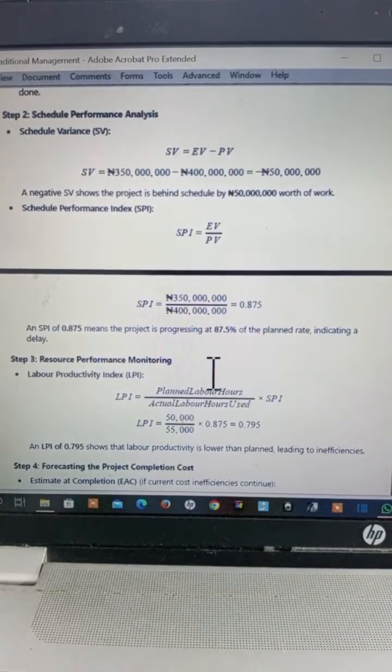Good. So an SPI of 0.875 as what we've got here means that the project is progressing at 87.5% of the planned rate, indicating delay. It means that this project is not progressing well.